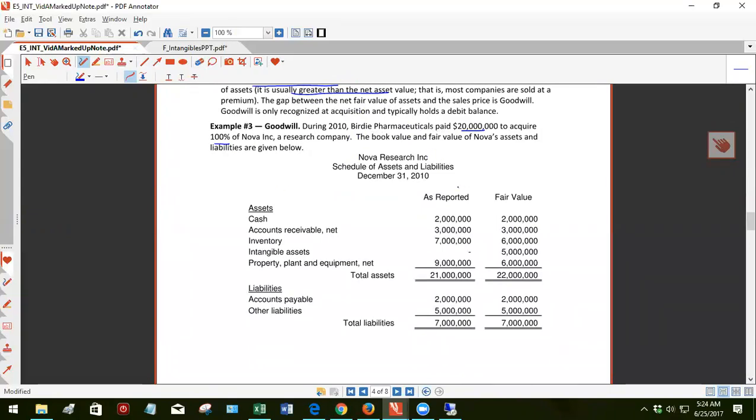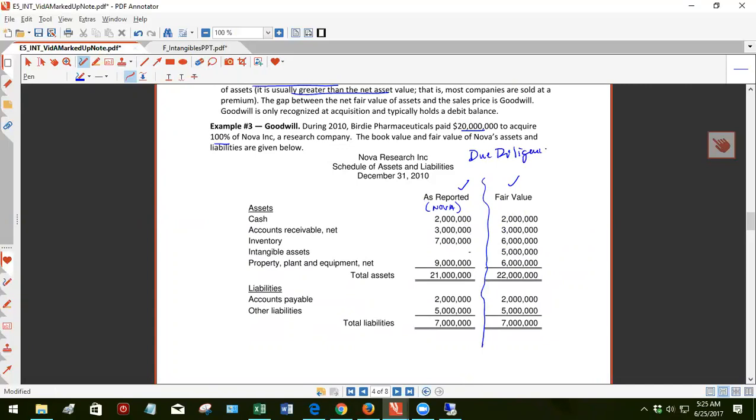And here's the book and the fair value. Now, your textbook always seems to have one column, and we'll get to that later. But I think when we're first taking this on, it's a little easier to separate out. So this is as reported by Nova. Okay. And then this right here, this is called due diligence.